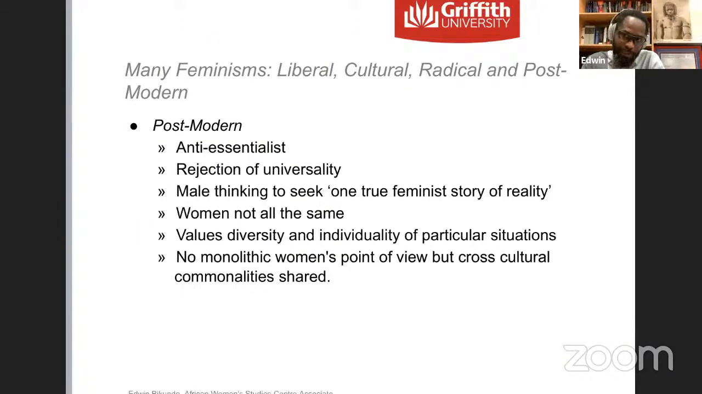Because for them, the point is that women are not all the same. So you can see that this approach values diversity and individuality of particular situations. And you might well wonder, if there's no essential difference between men and women and male and female, how could you have such a thing as feminism, as postmodern feminism? And their response is that there isn't any single monolithic women's point of view, but across cultures, across spaces, across eras, there are certain commonalities that are shared with a broad group that we call women, and that commonality would include the oppression by patriarchal institutions. Okay, so that is what would be at the core. But in different ways depending on their specific contexts.